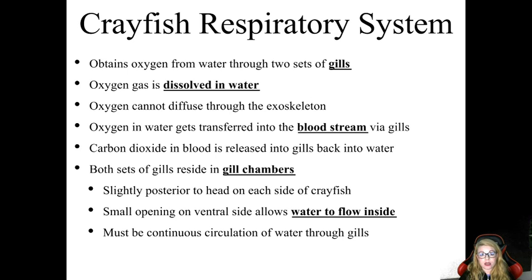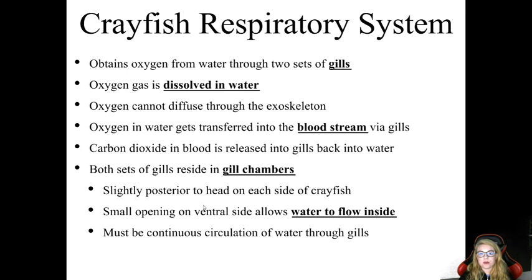Much in the same way as with many organisms, carbon dioxide in the blood has to get released back into the gills and out into the water. So just as we breathe in oxygen and breathe out carbon dioxide, they need to get the oxygen from the water in through their gills, and then they need to get their waste product of carbon dioxide out through their gills. Both sets of gills that a crayfish has reside in what's called the gill chambers.